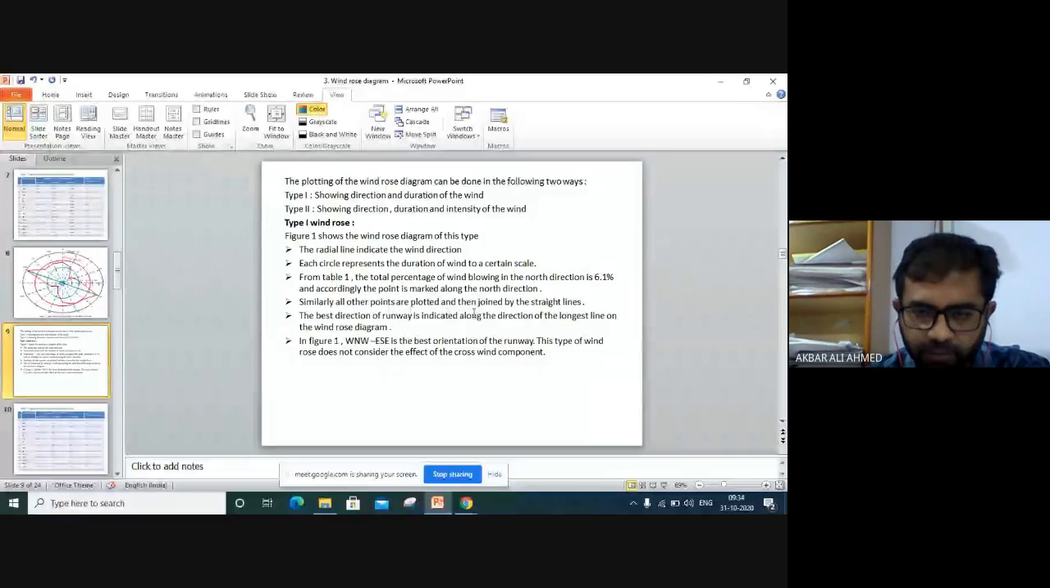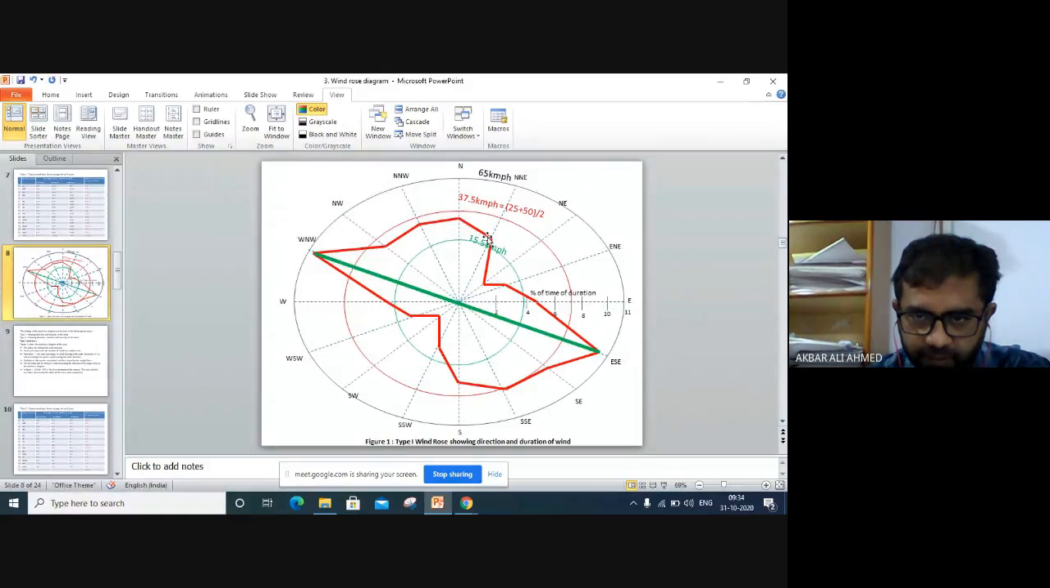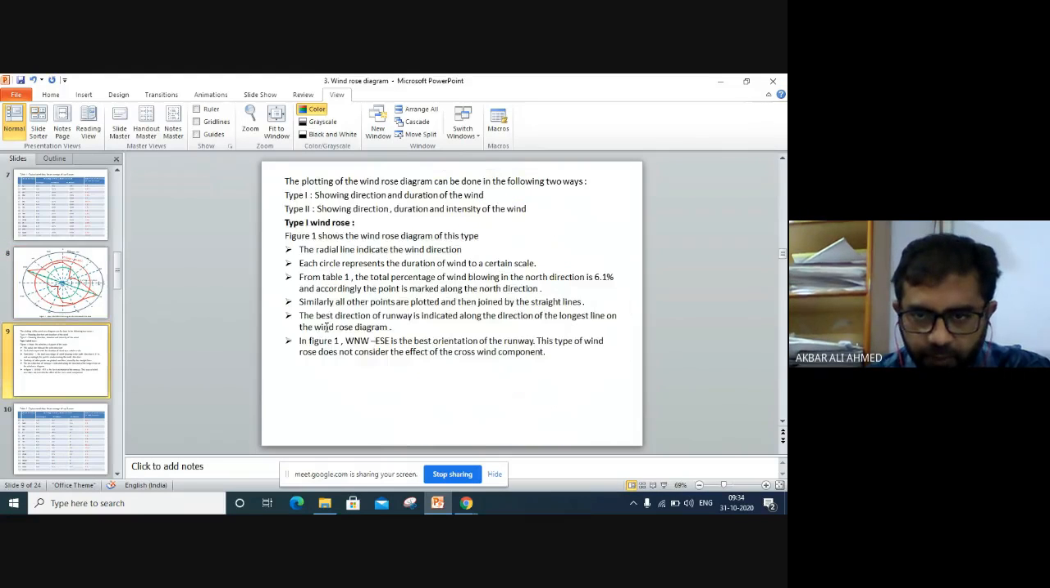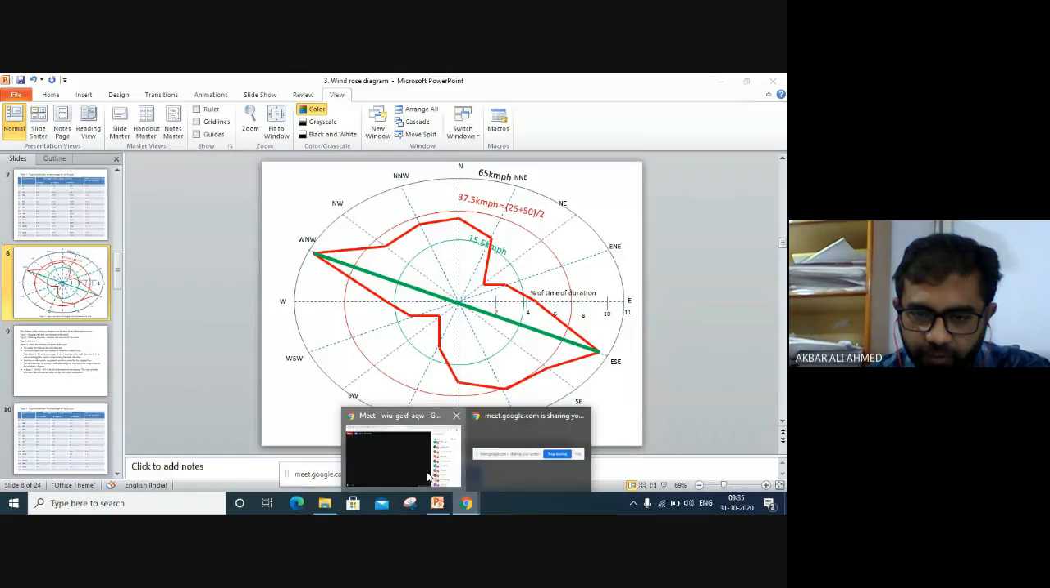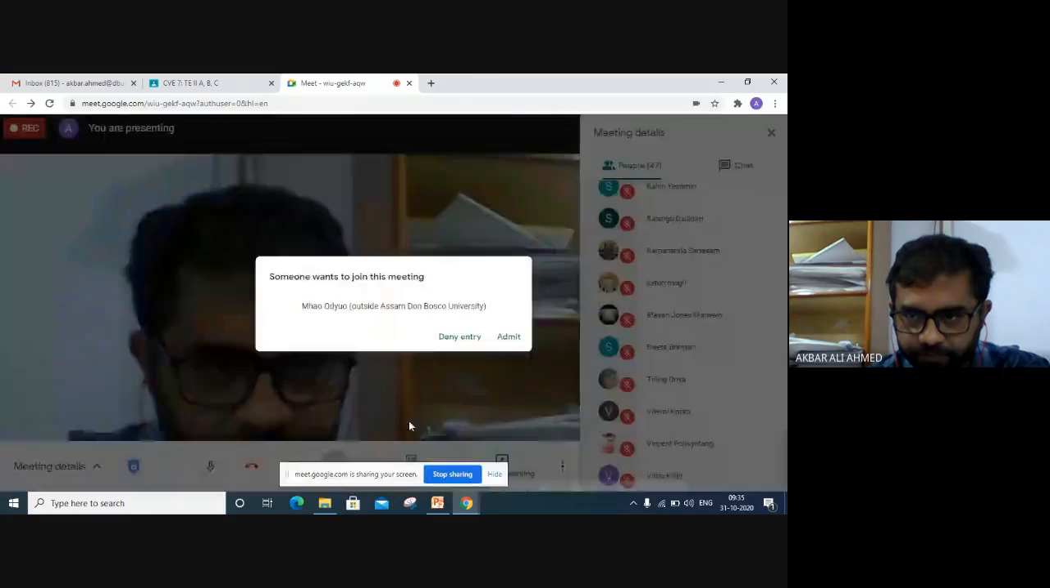Similarly, all the points are plotted and joined by straight lines. Then the best direction runway is indicated along the direction of the longest line on the wind diagram. After you enclose this diagram in red color, you have to join the points along the radial lines only. You cannot simply join anything; you have to join along the radial lines.